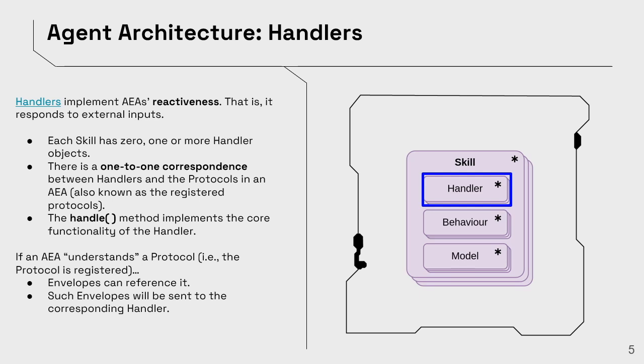Handlers implement reactive operations for a skill, that is, operations that respond to external inputs. Each skill can have 0, 1, or more handler objects. And there's a one-to-one correspondence between handlers and the protocols that are registered in an agent. The handle method is the main method in a handler object, and it implements its functionality. If an agent understands a certain protocol, that is, if the protocol is registered for an agent, then envelopes can reference it, that is, the agent can receive envelopes referencing that protocol, and such envelopes will be sent to the corresponding handler.